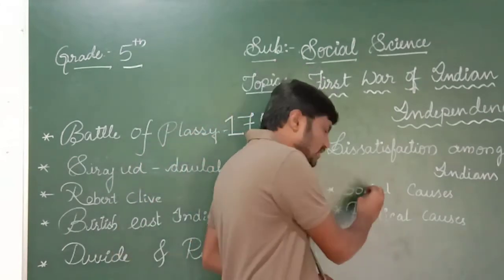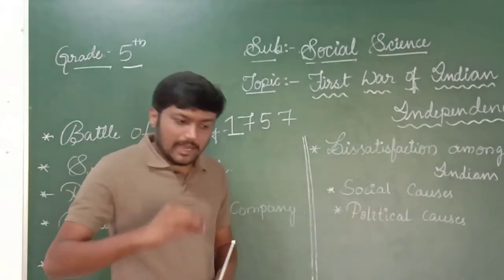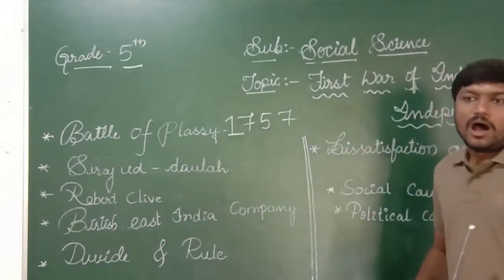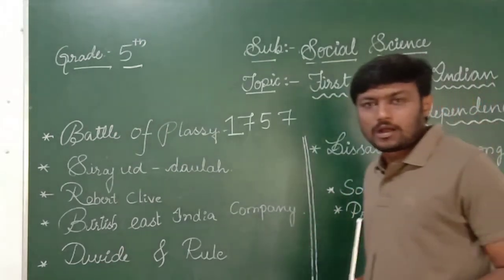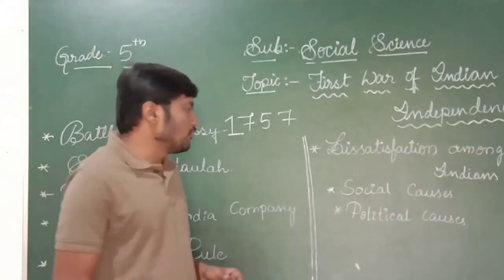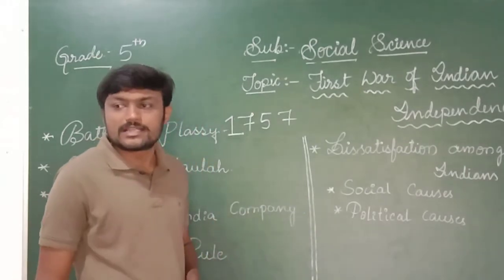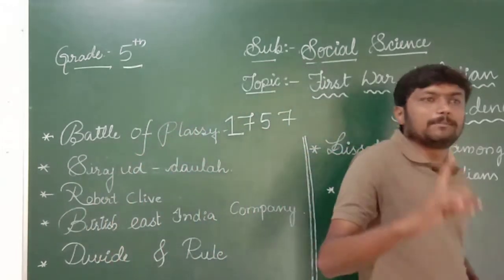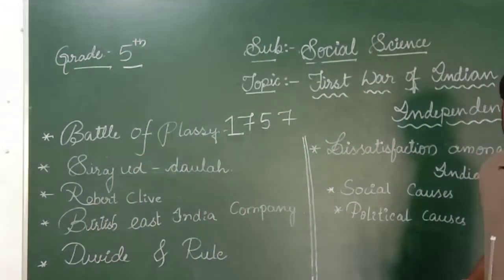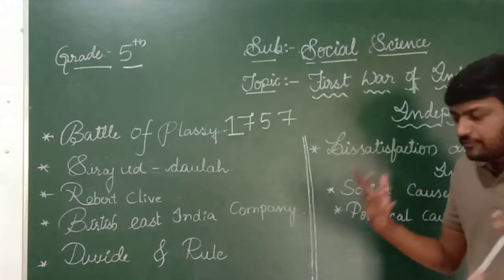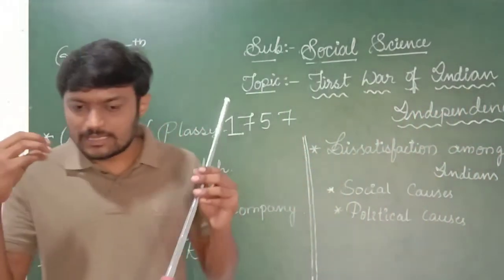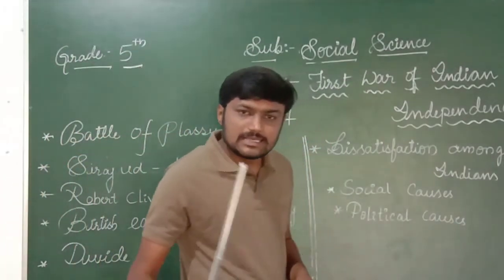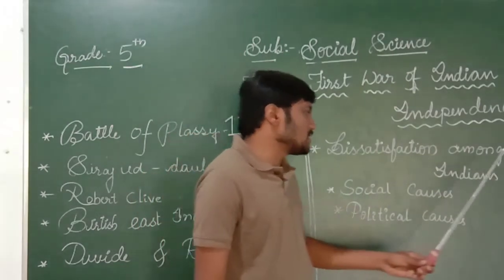Why? Because of this social dissatisfaction. And if any Indian person was interested in starting a cotton mill or a factory in which he could produce cotton cloth, that was completely prohibited in India because of the British government. The British government completely banned the manufacturing of cotton cloth in India. And heavy tax was paid by the people of India. So these are some important dissatisfactions among the Indians.